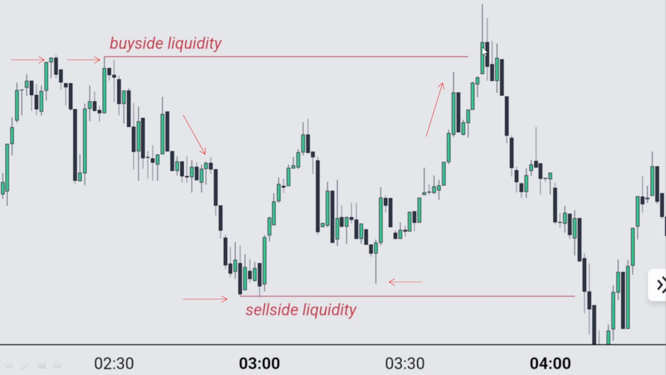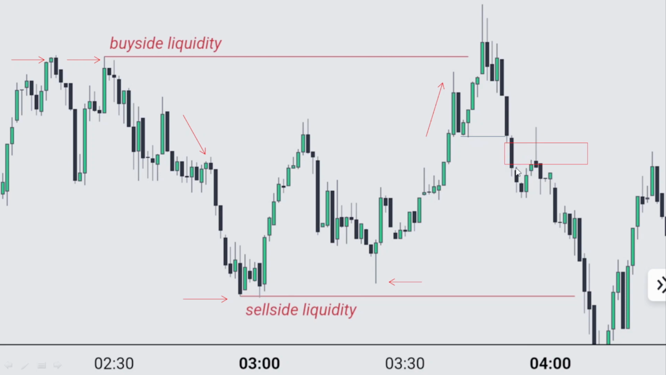After it takes out that, what do you look for? You want to wait for the market to come to the downside, look for that low. We have a market structure shift. Really beautiful. Look at that. After that, you know what you look for? A fair value gap, right?